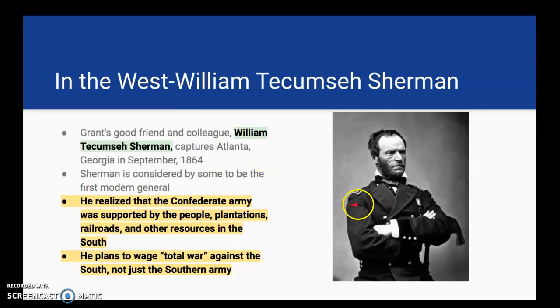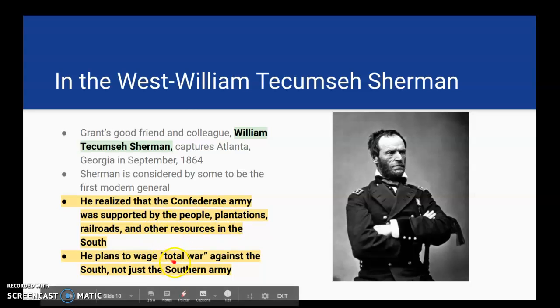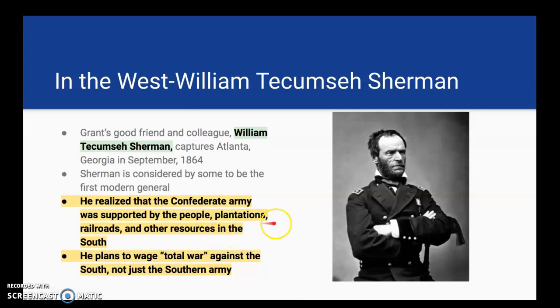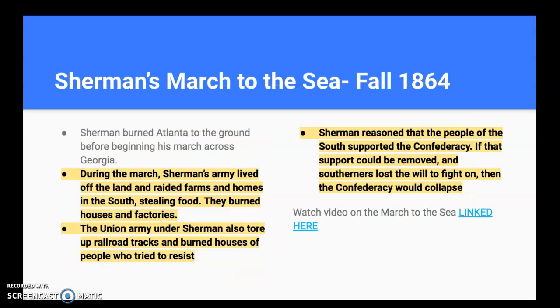A lot of people consider Sherman to be the first modern general for the way he views war. What I mean by that is that he realized that the Confederate Army and the Confederacy itself was supported by the people, plantations, railroads, and other resources in the South. So he plans to wage total war against the South, not just the Southern Army. So he's going to work on destroying plantations, railroads, and other resources in the South as a way of taking away the South's ability to continue to fight.